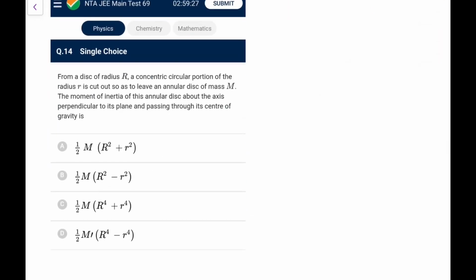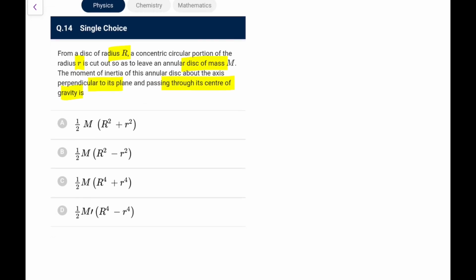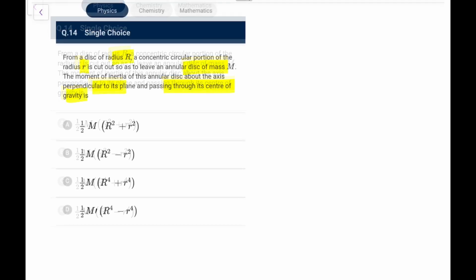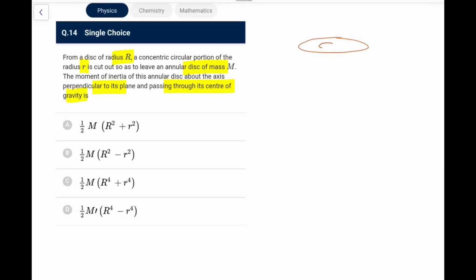Next, from a disk of radius R, a concentric circular portion of small radius r is cut out, leaving an annular disk of mass m. The moment of inertia of this about the axis perpendicular to its plane and passing through its center of gravity is, okay, about the axis of the annular disk passing through its center of gravity. So here, since it is concentric, the center of gravity remains the same, that is like this.